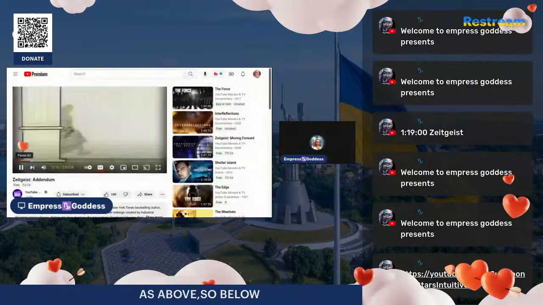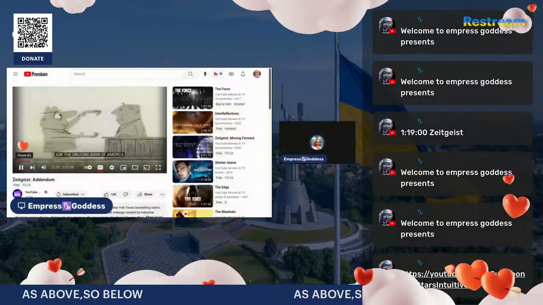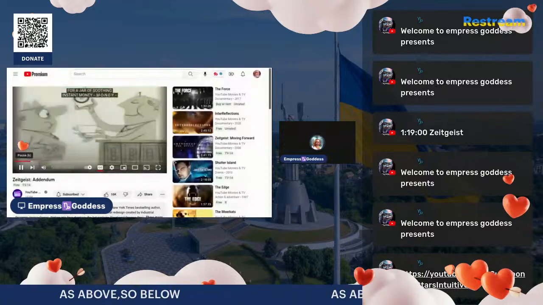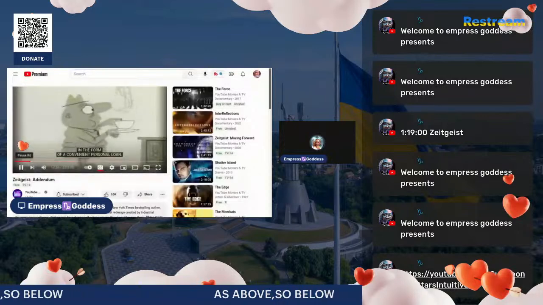Money jitters. Ask the obliging Bank of America for a jar of soothing instant money, M-O-N-E-Y, in the form of a convenient personal loan.